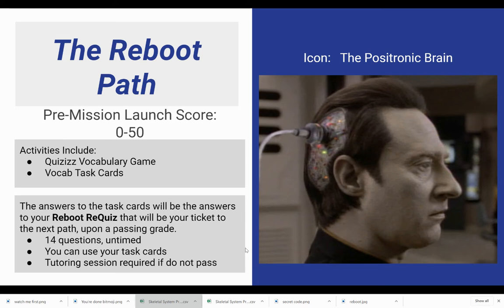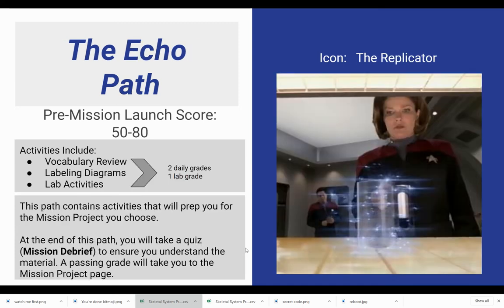If you don't pass this one, then you and I will have a tutoring session, either in person or via Zoom or phone or whatever. Once you do the tutoring session or you pass the quiz, then you'll get a secret code that allows you to join up into the next path, which is the Echo path.